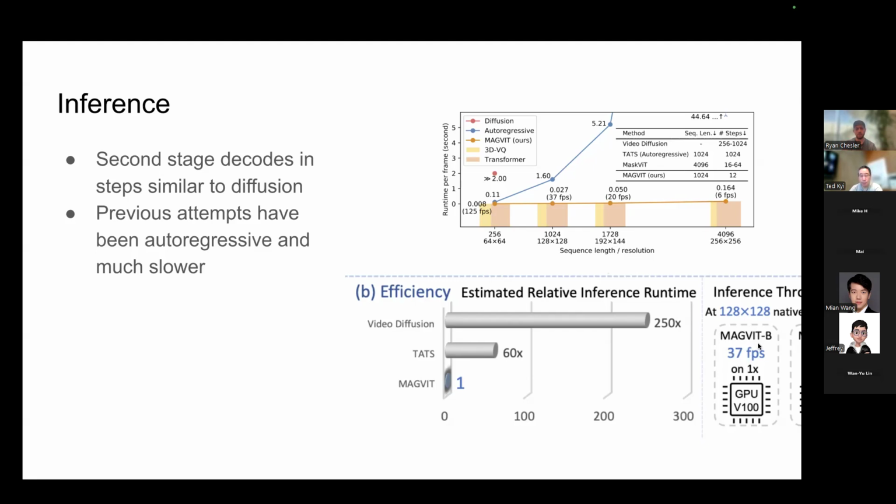They show that with the base model that they trained, they can get 37 frames per second. So you can generate a video in real time, basically. You could just say, keep going forward. It's so fast that it will keep up.